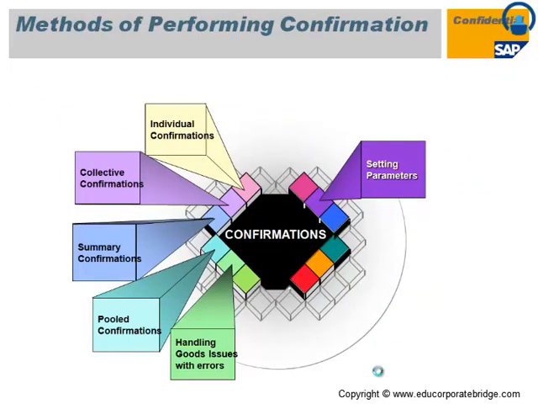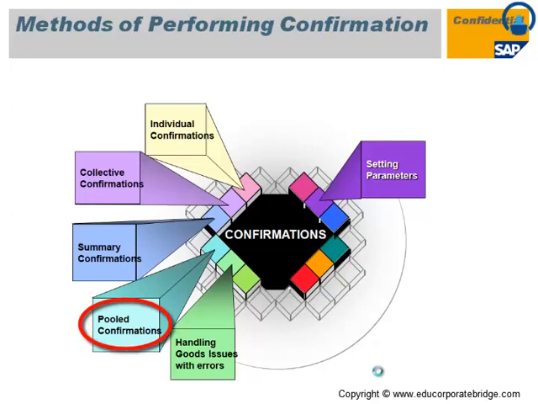These are the methods of performing the confirmation, that is individual confirmation and collective confirmation, which gives you the ability to confirm lots of activities simultaneously in a collective confirmation. Then you can find out the summary of the confirmation, that is nothing but the reports, where you can find out what is my progress of that particular activity, how much percentage of confirmation of that particular activity, that can be found through the summary confirmation.